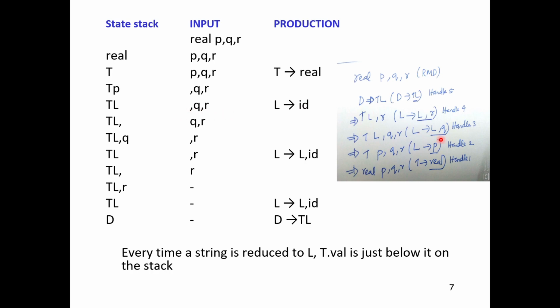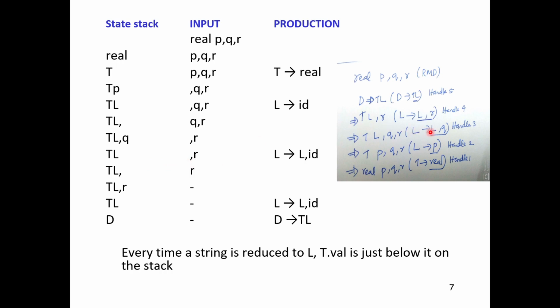Then the next one we are expecting is L, Q. Currently the stack top is having L and it is not a handle, so shift, comma. Then comma is on the stack top, it is not a handle, only L, Q is the handle, so you have to shift the Q also onto the stack. So Q is shifted onto the stack. Then after that, we can see that L comma Q is the handle, so we can reduce it using the production L gives L comma ID, so it is replaced with the L.